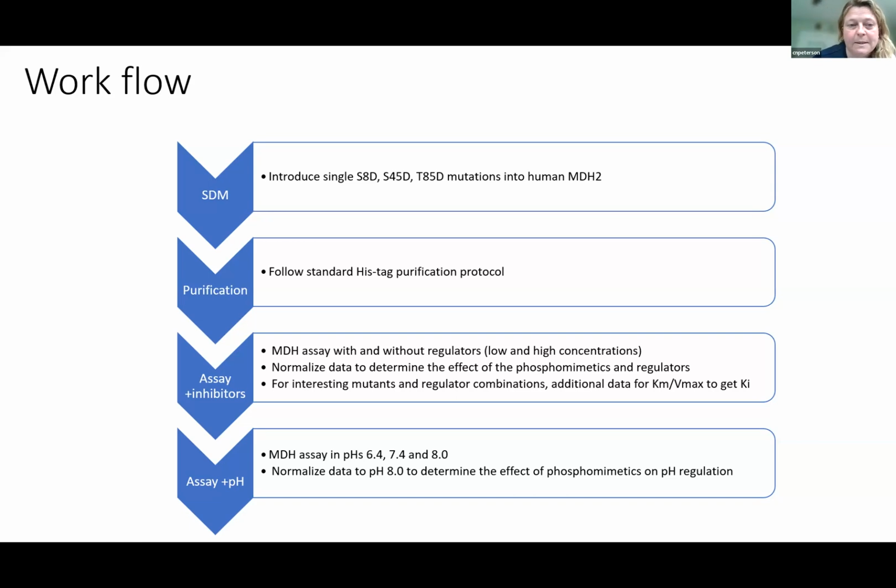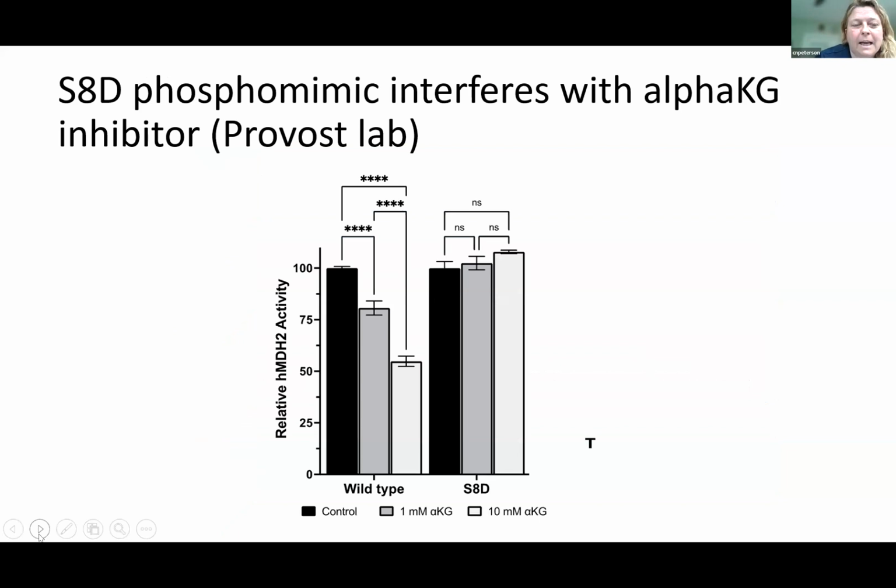So here's some sample data. This is data that was collected by the Provost Lab. And this is looking at serine 8 aspartic acid, and looking at the response to alpha-ketoglutarate. So with wild type protein, you have a dose-dependent response where alpha-ketoglutarate is decreasing MDH activity. The more alpha-ketoglutarate you have, the less activity you have. But you can see when you've swapped in the aspartic acid to mimic that phosphorylation state, this inhibition is lost. Okay, and so this indicates that this position may be responsible for some of the response to this inhibitor.